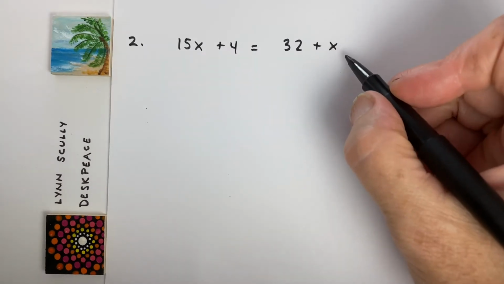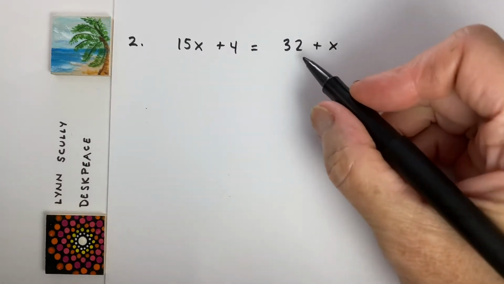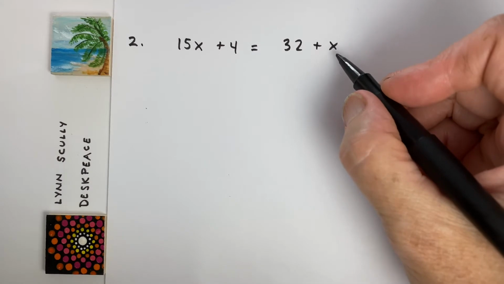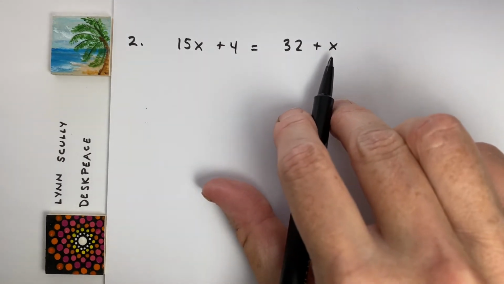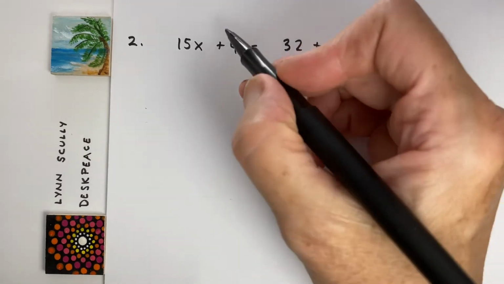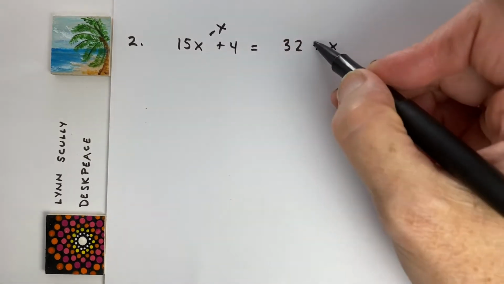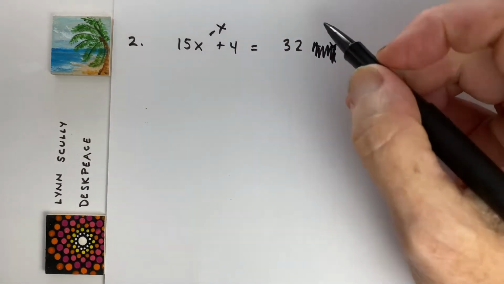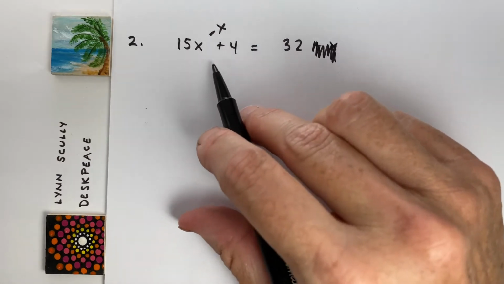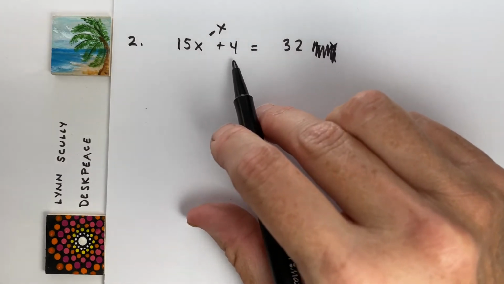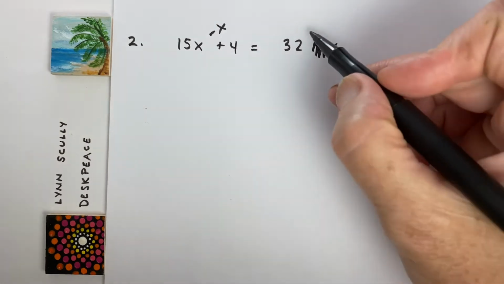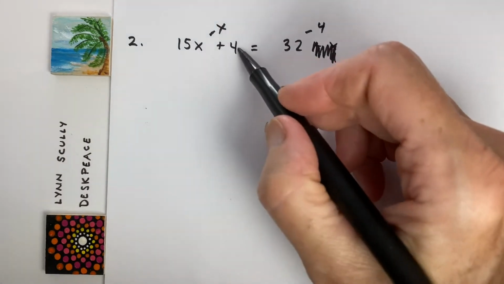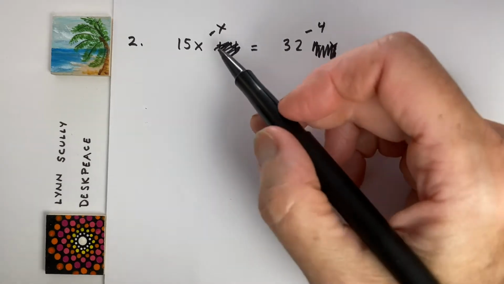Number 2, 15x plus 4 equals 32 plus x. I see I have x's on both sides of the equal sign. I'll take this x over to the other side by subtraction, which undoes the addition. Now I have all my x's on this side. I don't want this constant term here because it doesn't have an x with it. It's attached here by addition, so move it by subtraction to the other side of the equal sign.